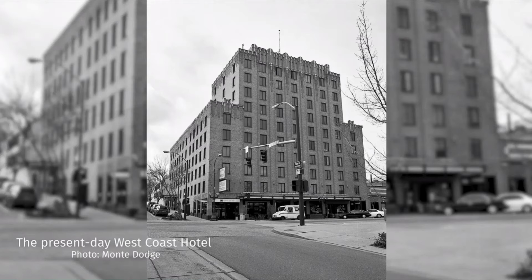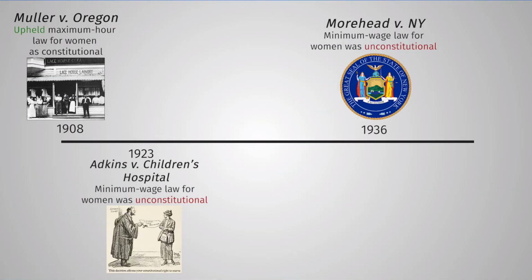Over the previous 3 decades, the Supreme Court had decided several cases concerning economic liberty for women. In Muller v. Oregon in 1908, the court upheld a law that limited the hours women could work. This law was deemed reasonable because of the physical differences between men and women. However, 15 years later, in Adkins v. Children's Hospital in 1923, the court declared unconstitutional a minimum wage law for women. The federal statute violated the liberty of contract protected by the Fifth Amendment's Due Process Clause.